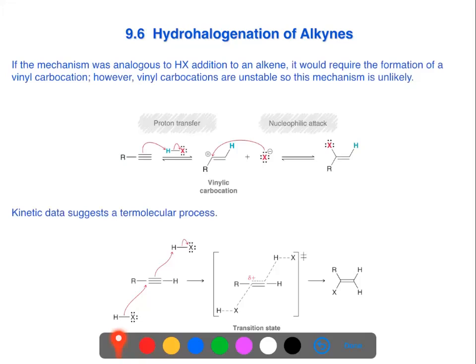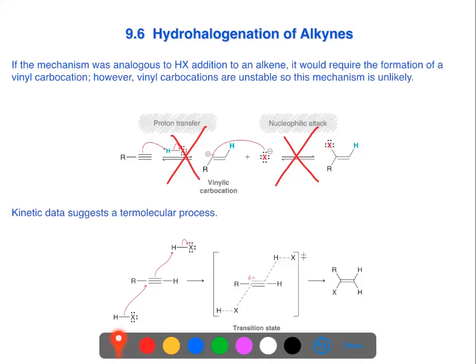Now, the mechanism for the hydrohalogenation of alkynes initially was thought to be similar to that for alkenes. However, if an alkyne undergoes the same mechanistic steps, that is, starting with a proton transfer from the hydrogen halide, we would expect the formation of a vinyl carbocation. Now, the problem with this proposal is that vinyl carbocations are very unstable, and so it's unlikely that they form. And so as a result, this mechanism is considered not to be the proposed mechanism for hydrohalogenation of alkynes.